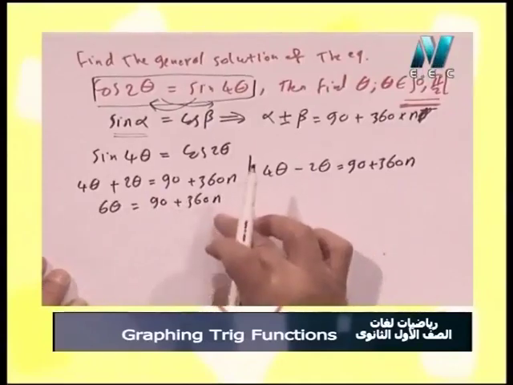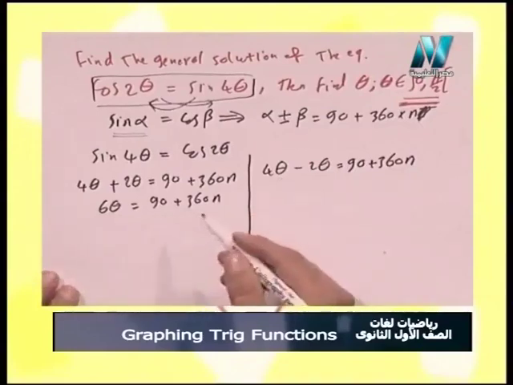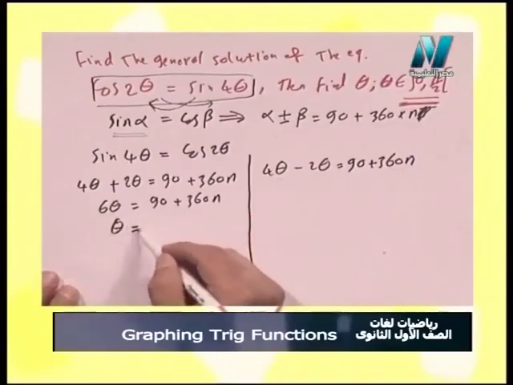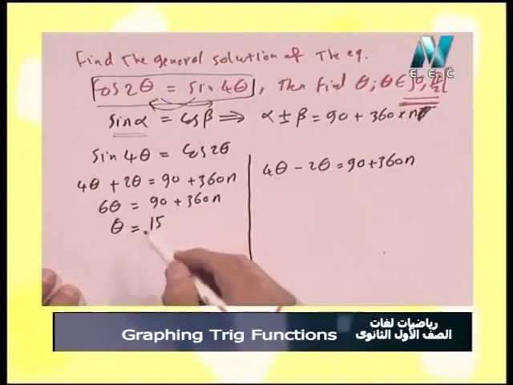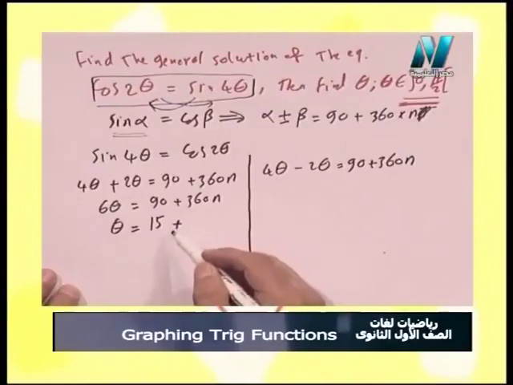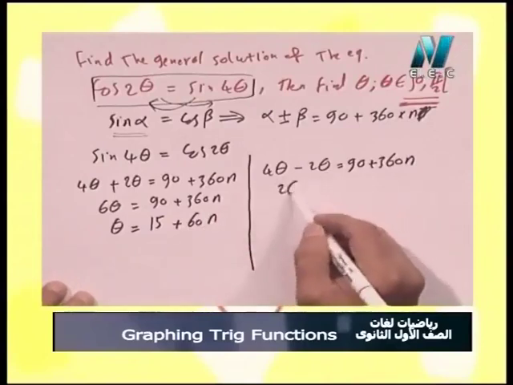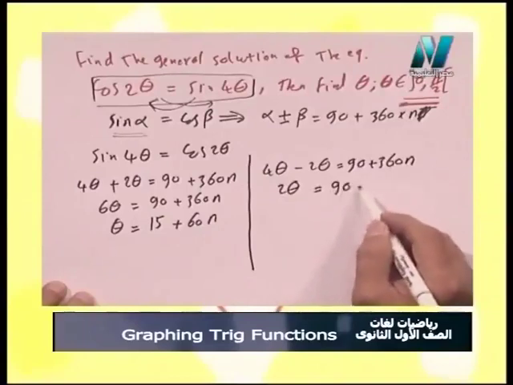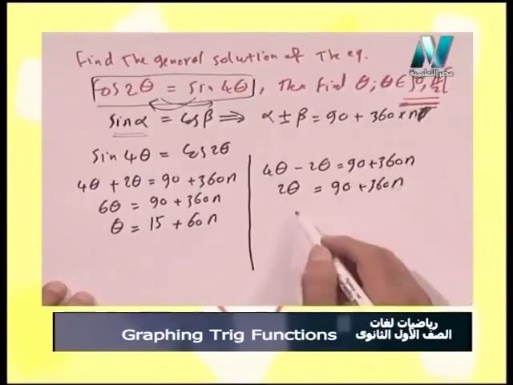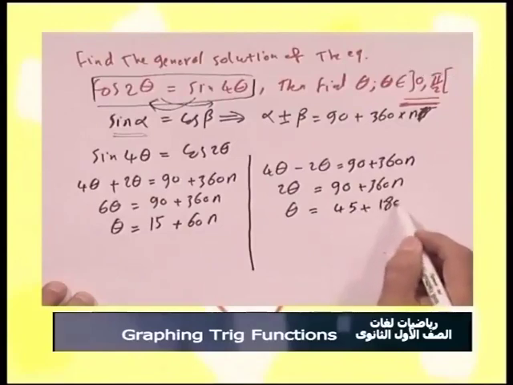We know n belongs to Z. By dividing by 6, theta will be equal to 15 plus 60n, dividing 90 by 6 and 360 by 6. Here 4 theta minus 2 theta equals 2 theta equals 90 plus 360n. When we divide by 2, theta will be equal to 45 plus 180n.